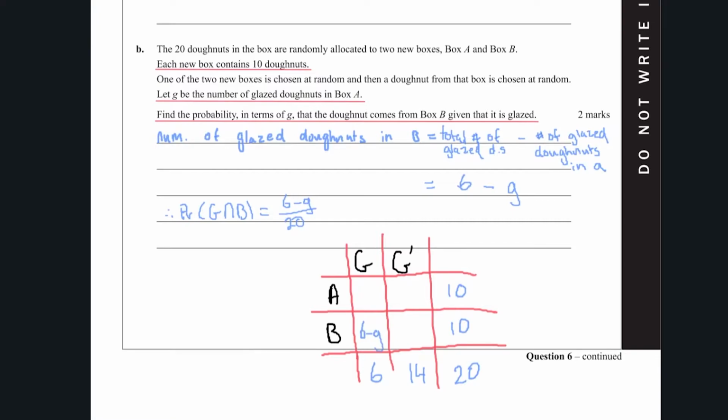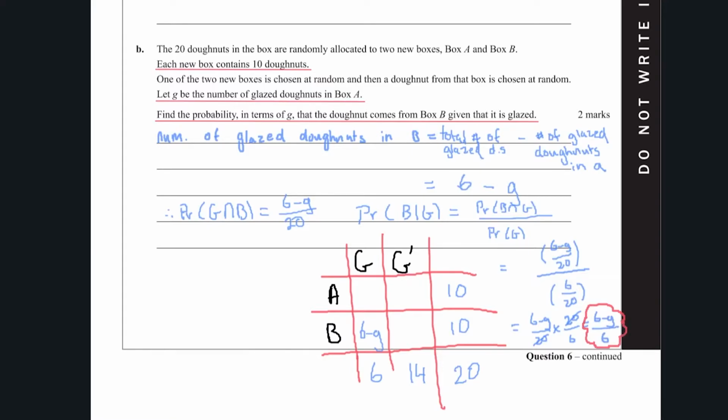And that's all we need to solve the question, because all we need is G and G and B. So we get probability of B and G over probability of G. And so it's going to be (6 minus G) over 20 divided by 6 on 20. Then we multiply by the inverse to divide when there are big divisions like that. So we get 6 minus G on 6.